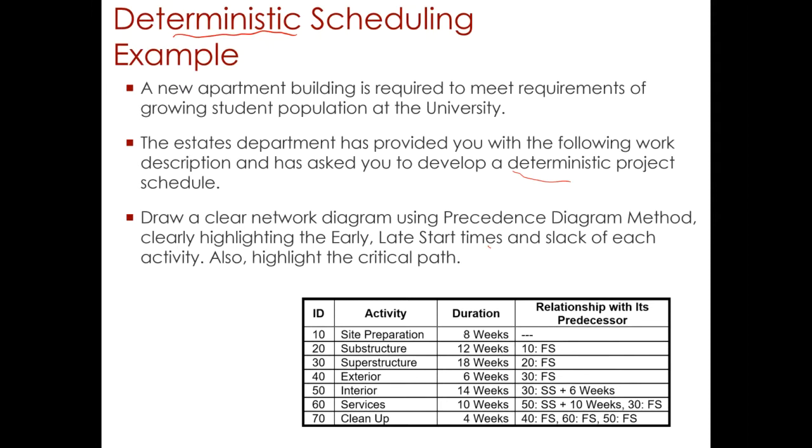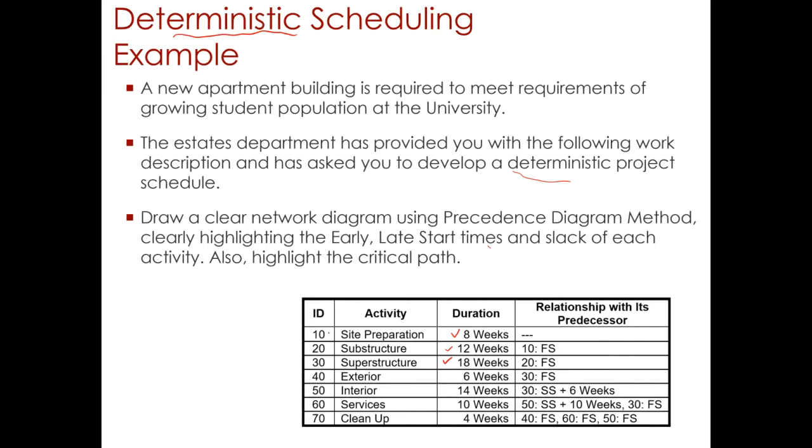So here we can see the reason why it is called a deterministic schedule is that all the subcontractors have provided you with a deterministic time frame. So subcontractor has given you a 12 weeks period, and superstructure has given you an 18 weeks period. Now we could use this to first of all plot our network diagram or a logic diagram.